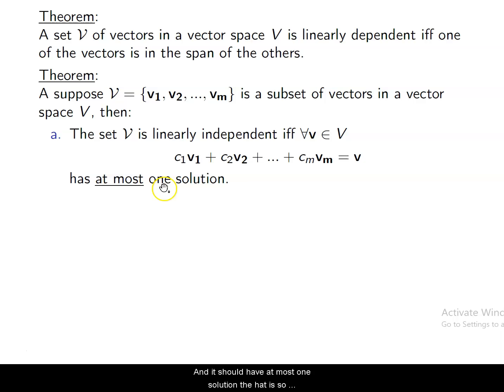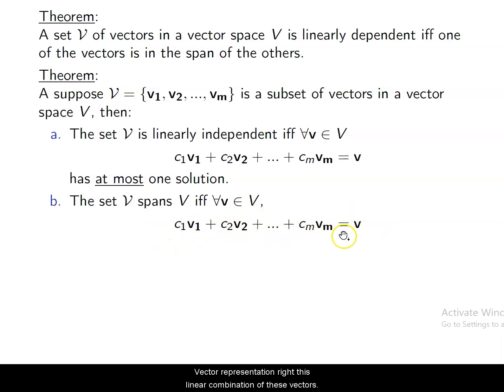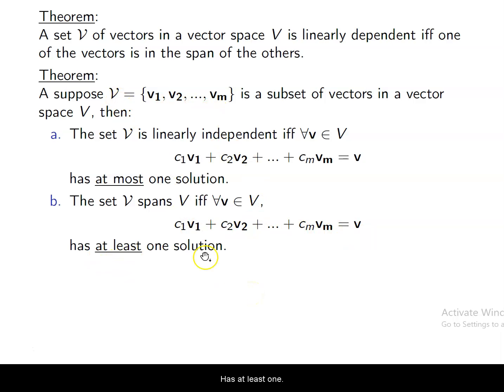Okay, and it should have at most one solution. So what does this mean? It has a unique representation. There's only one way to represent any vector in V as a linear combination of this set of vectors. We say that the set here spans my vector space if and only if for every vector I have in my space, this linear combination of these vectors has at least one solution. Meaning that I have only one solution, or I can have multiples.